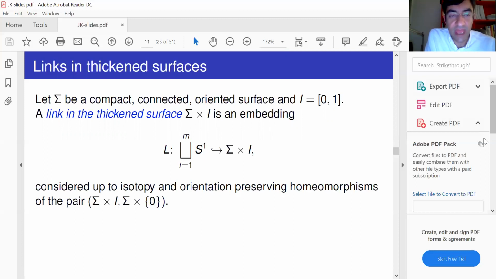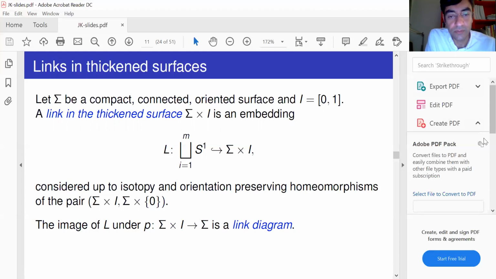Now, here we have the generalization of the classical links to links in thickened surfaces. So if sigma is a compact connected oriented surface and I is the unit interval, a link in the thickened surface sigma cross I is an embedding L of the disjoint union of M copies of S1 into sigma cross I, which we consider up to isotopy and orientation preserving homeomorphism of the pair sigma cross I relative to sigma times zero.